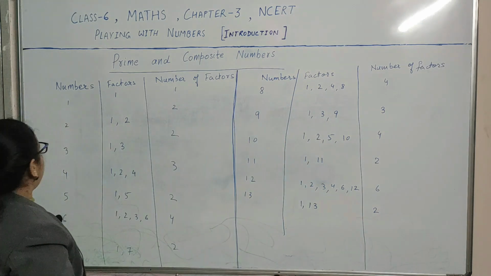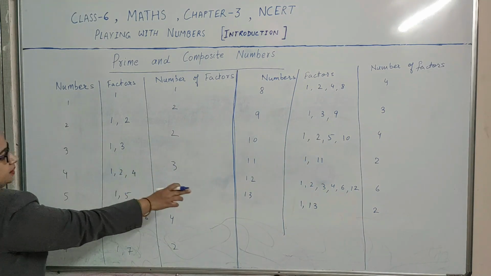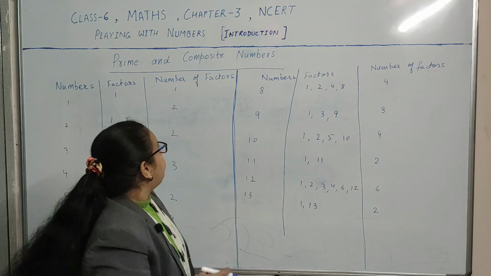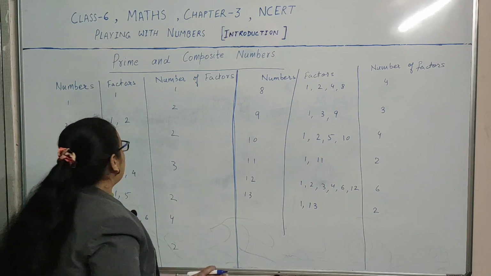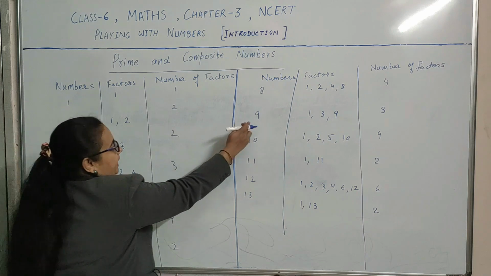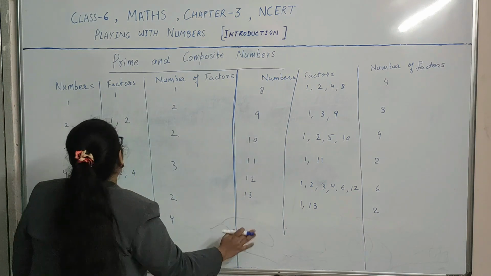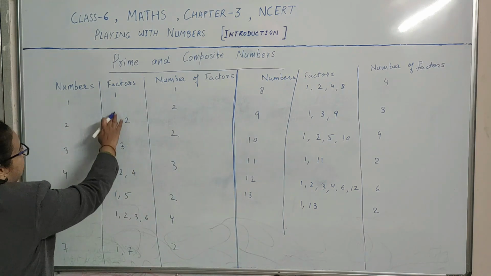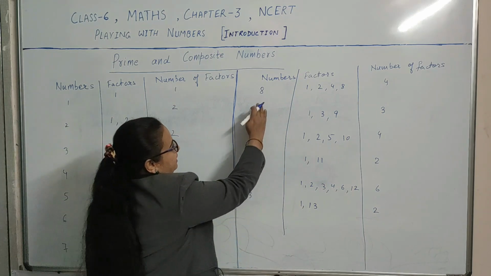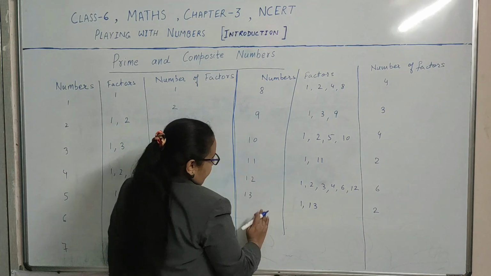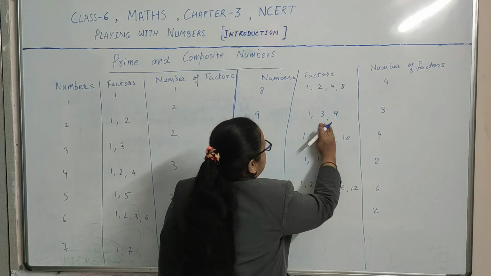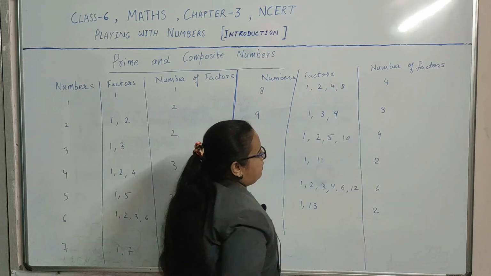So we have taken numbers from 1 to 13. With these many examples, you can understand what prime and composite numbers are. I have taken the numbers 1, 2, 3, 4, 5, 6, 7, 8, 9, 10, 11, 12 and up to 13. I have written their factors and the number of factors they have. 9 has 3 factors. I have written it like this.